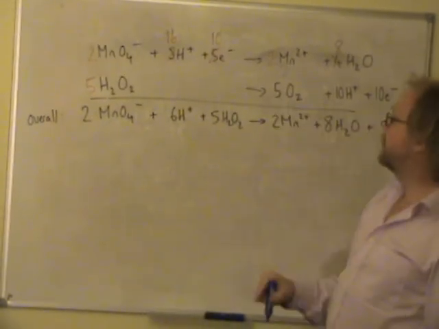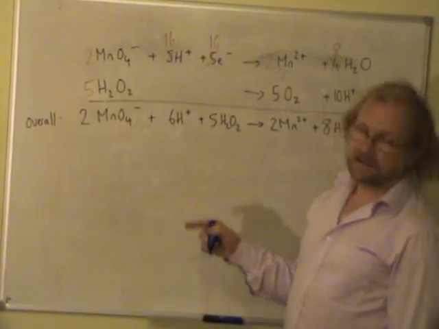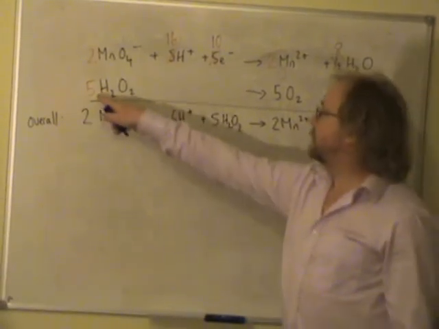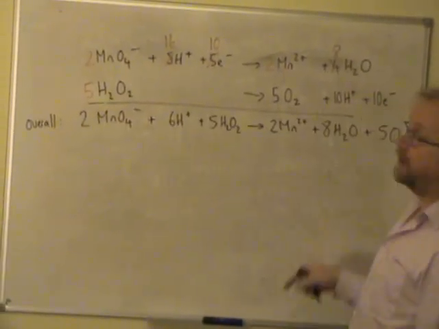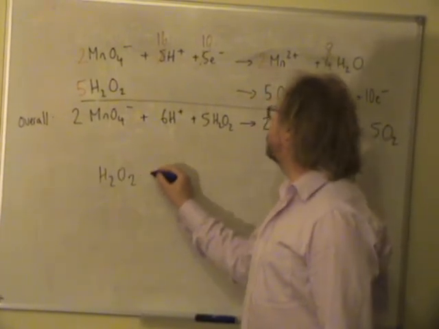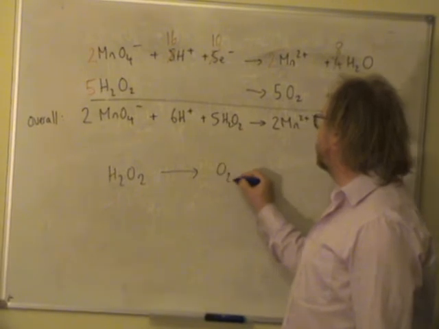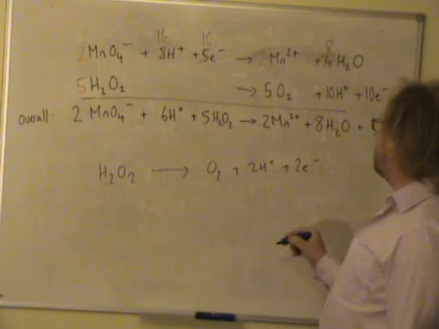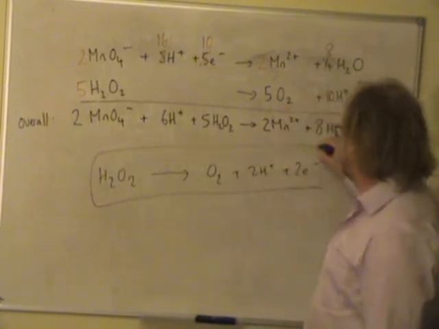So that's almost the answer, except it says in its lowest terms. So you can see that we can divide that half equation through by 5 to just get H2O2 goes to O2 plus 2H plus plus 2e minus, and that's your answer.